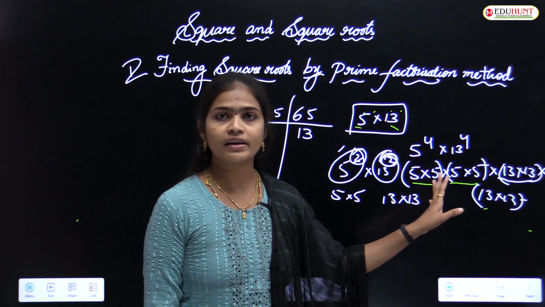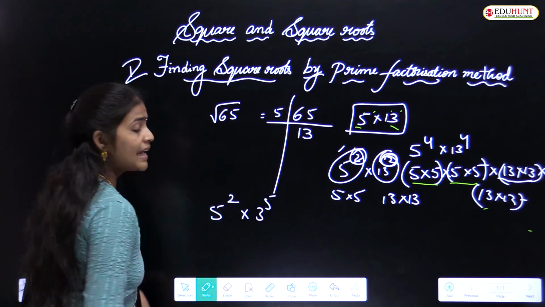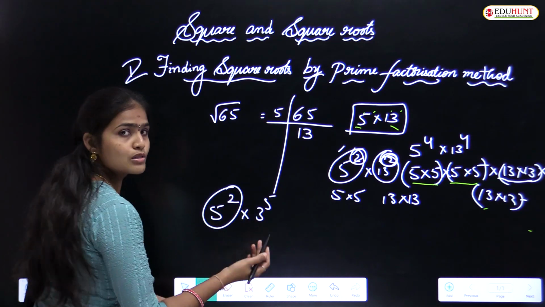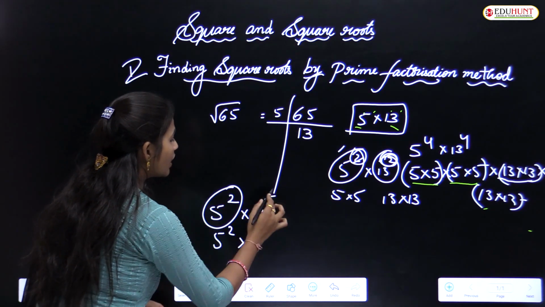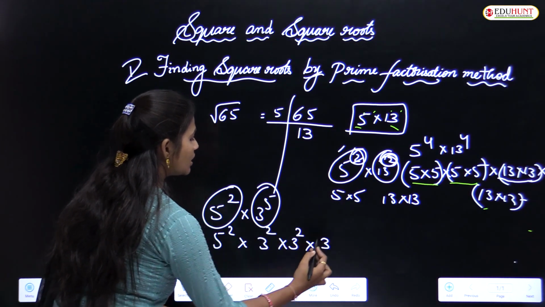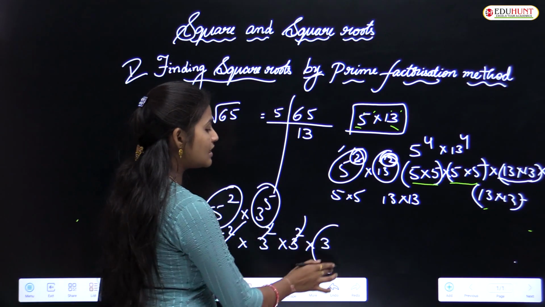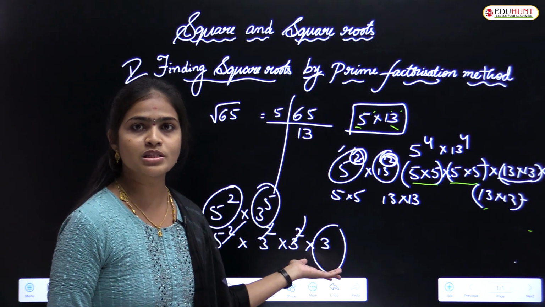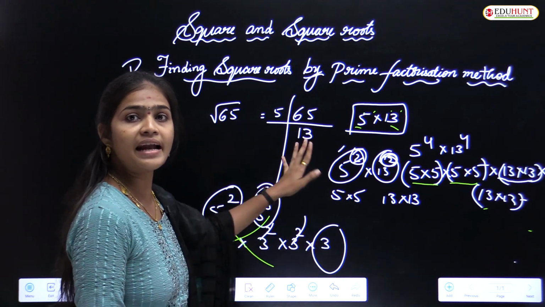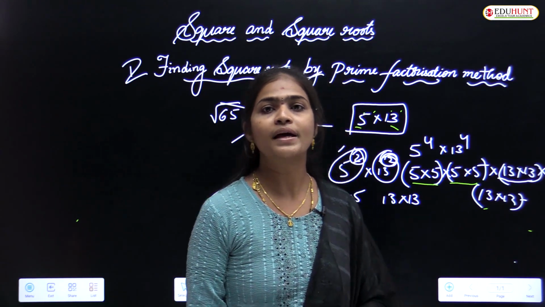For example, ma'am, 5 squared into 3 power 5 is there. Is it a perfect square or not? How can we check that? 5 squared is there, so we can say 5 squared. What about 3 power 5? We can write it as 3 squared into 3 squared into 3 only, no? The 3 squared gets cancelled, here the square gets cancelled. What about this 3 here? That is not possible, no? That's why this is not a perfect square, and in the same way the other one is also not a perfect square.